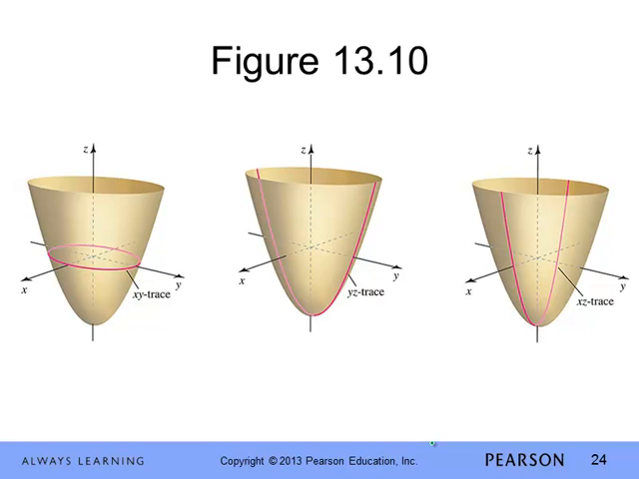So using those 3 pieces of information, you should be able to discern that, okay, you've got this ellipse here, you've got this parabola here, you've got this parabola here, and then, hey, you've got a paraboloid. A 3-dimensional version of a parabola.